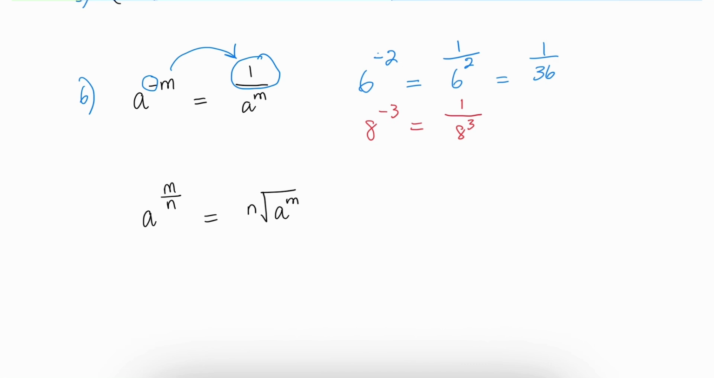All right, the next one is a to the m over n. So when you have a base raised to a fraction, an index that is a fraction, what I like to think of it as whatever the denominator is tells me what root I would have to take, and then the numerator tells me what power I need to raise the base to, right? So this will be the nth root of a to the power of m. So let's look at an example with that.